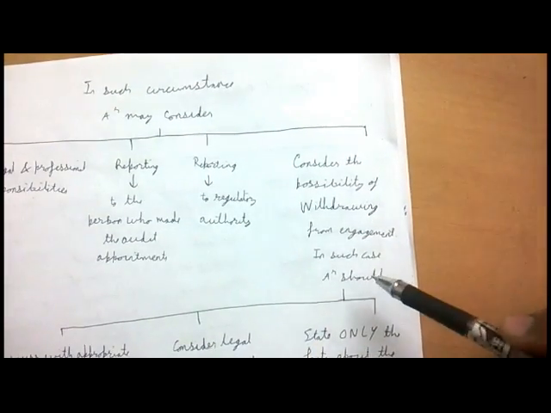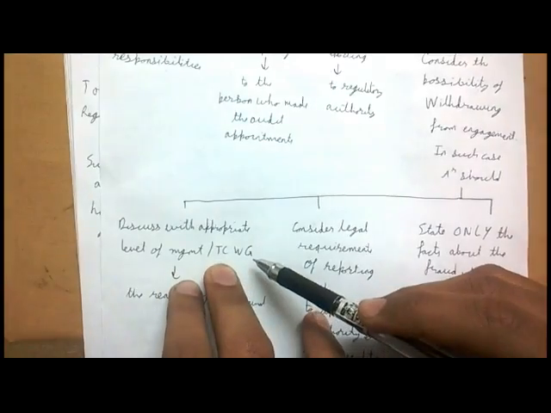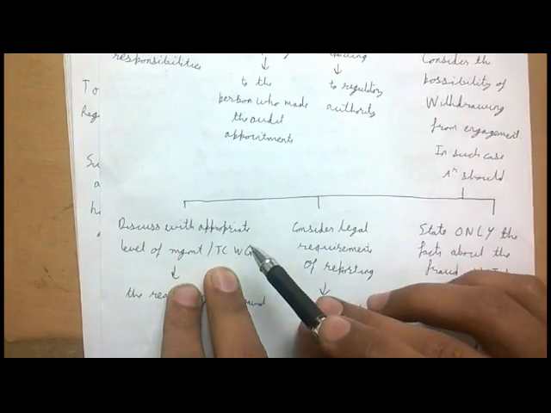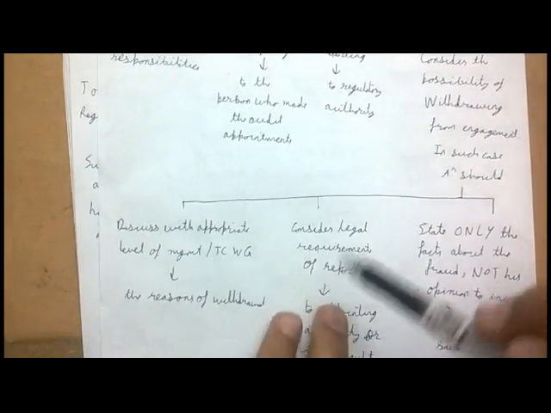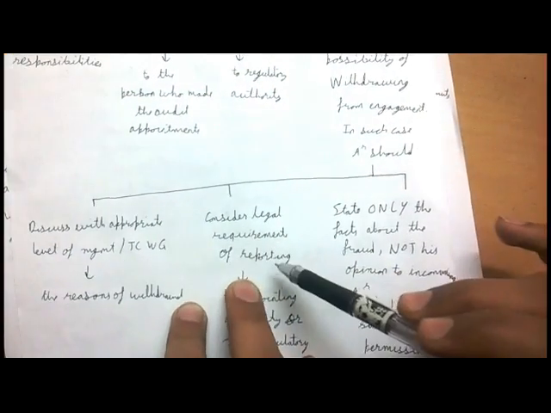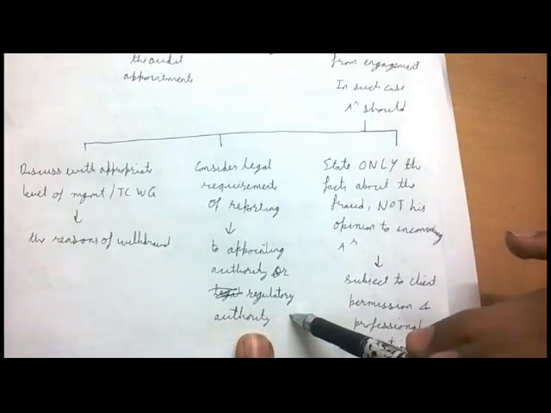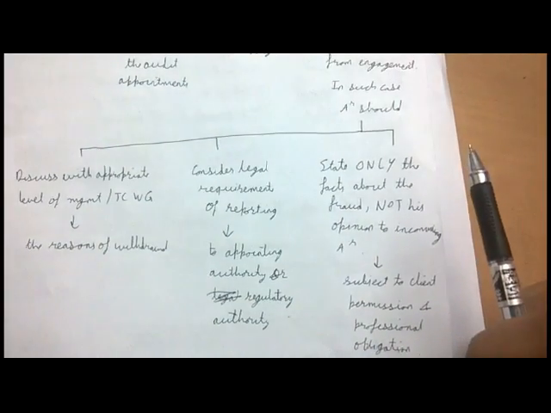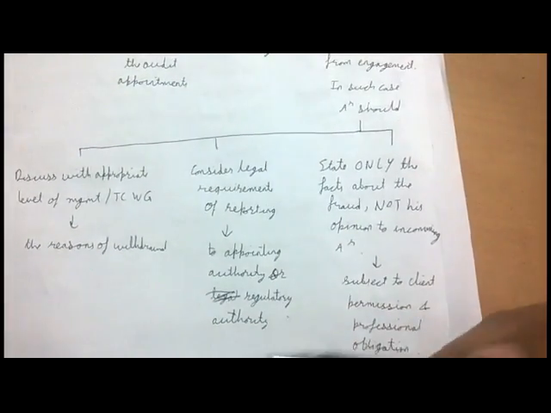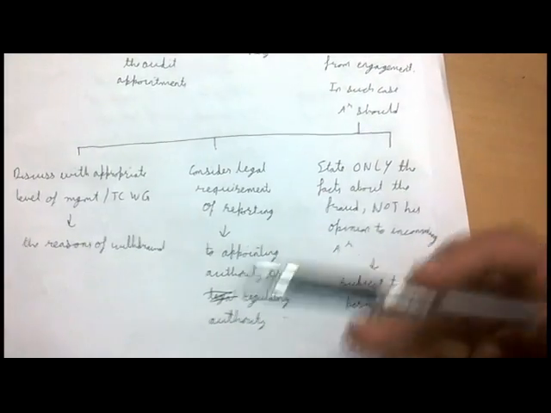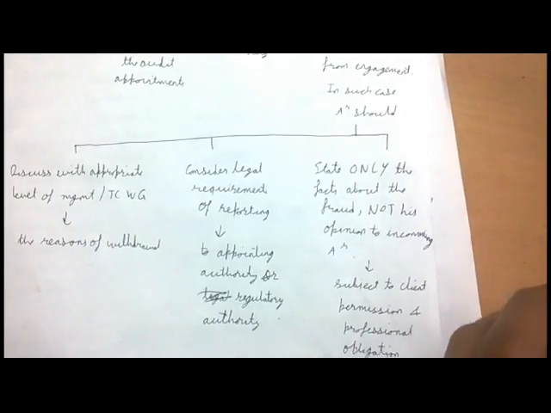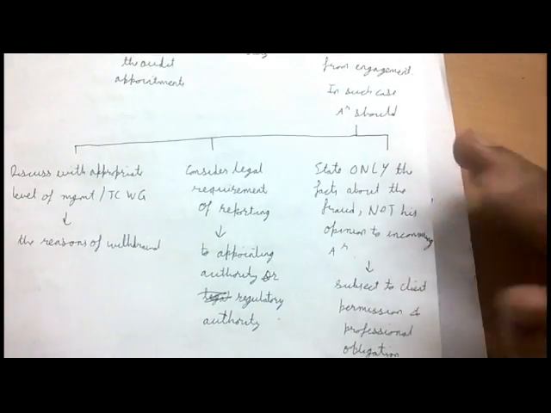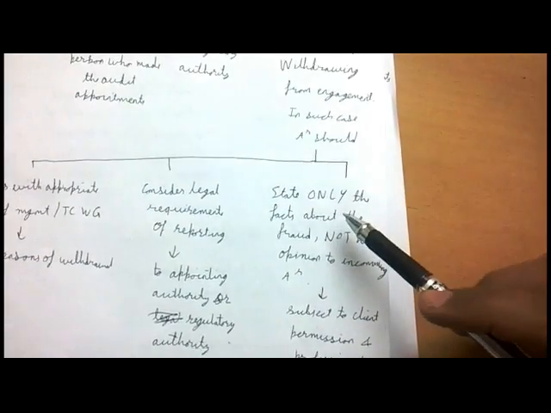If you can withdraw, in such cases, the auditor has some tasks to do. The first thing, he needs to discuss with the appropriate level of management and TCWG, that is, he needs to inform them why he is resigning, the reason for withdrawal. Then consider the legal requirements of reporting to the appropriate legal or regulatory authority. As I gave you an example, in case of non-banking financial companies, you need to report to the Reserve Bank of India. So he has to communicate to those authorities why he is resigning. Now, this is very important and interesting as well.